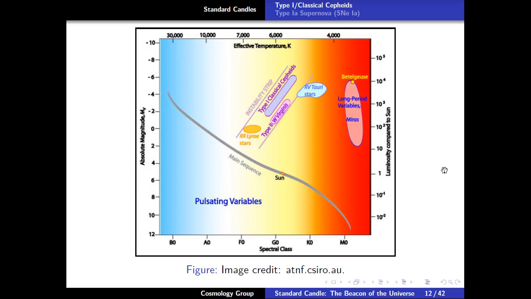This figure shows the HR diagram of stars, and type 1 classical Cepheids are shown here within a strip, the instability strip, and there are other stars also like RR Lyrae stars, and type 2 Cepheids are also there within the instability strip, but their absolute magnitudes are quite small as compared to type 1 classical Cepheids. And all the stars within the instability strip pulsate when they enter into the instability strip.